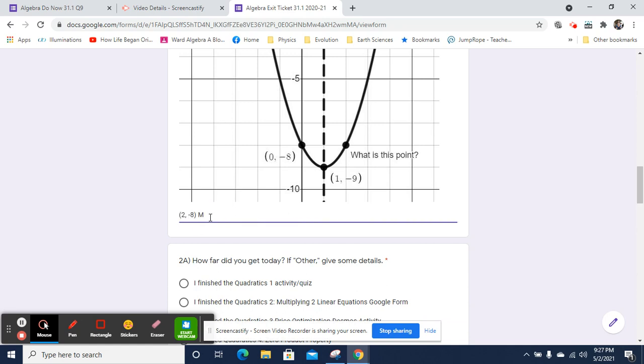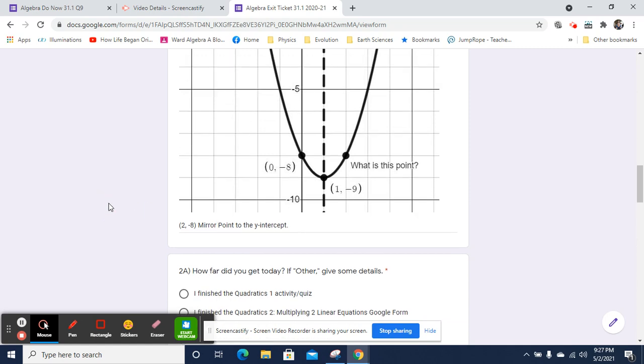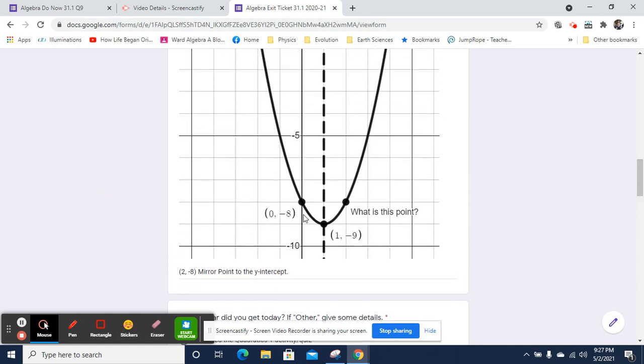This is the mirror to the y-intercept. I like to call it the mirror point. It's not a formal name, but it works as a good description of what it is. So parabolas, unless the vertex is the y-intercept, there will be a mirror point on the other side of the vertex, and it will be twice as far from the y-intercept as the axis of symmetry is, the middle x value.